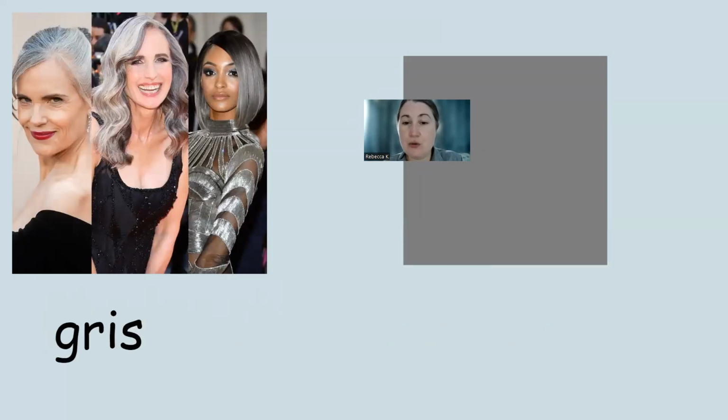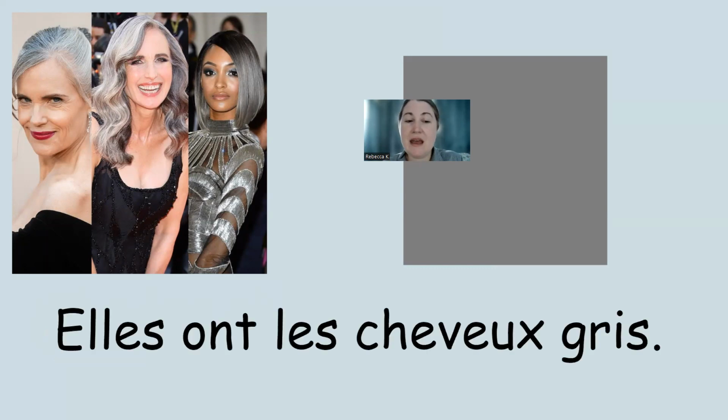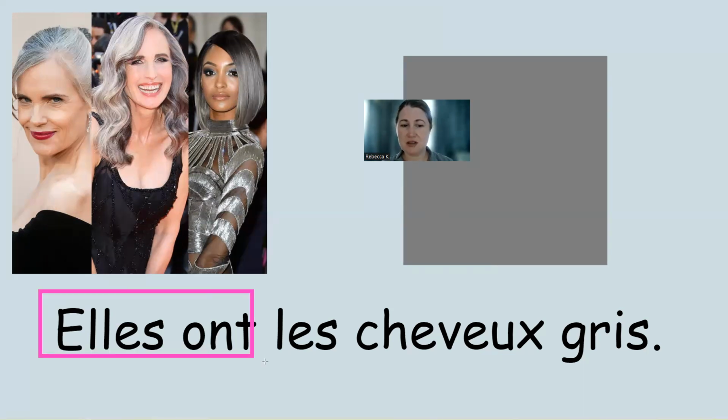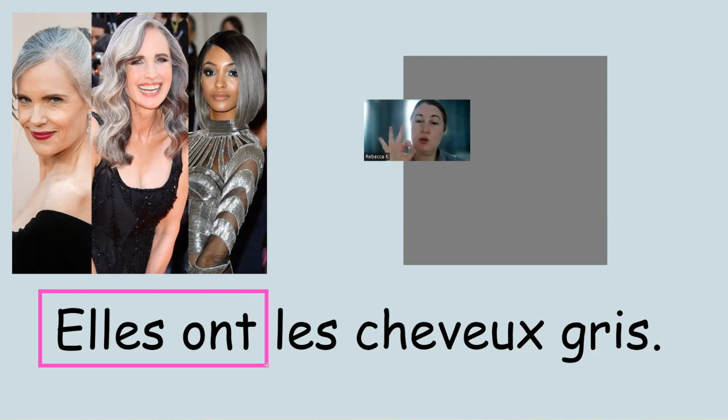Gris, encore une couleur, another color. Gris. Elles ont les cheveux gris. Let's go. Something's changed. What is it? Did you notice? How many women are there? Il y a trois femmes dans l'image. There are three ladies in the picture. Trois femmes. They have gray hair. They're all girls.